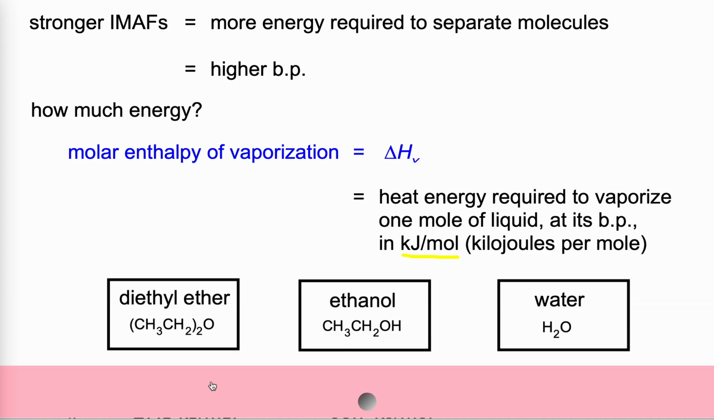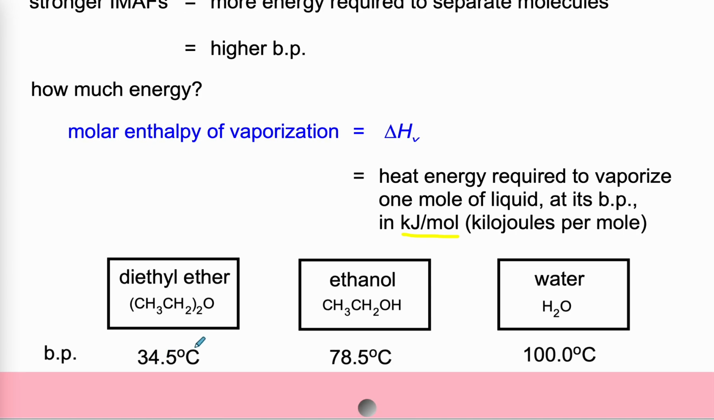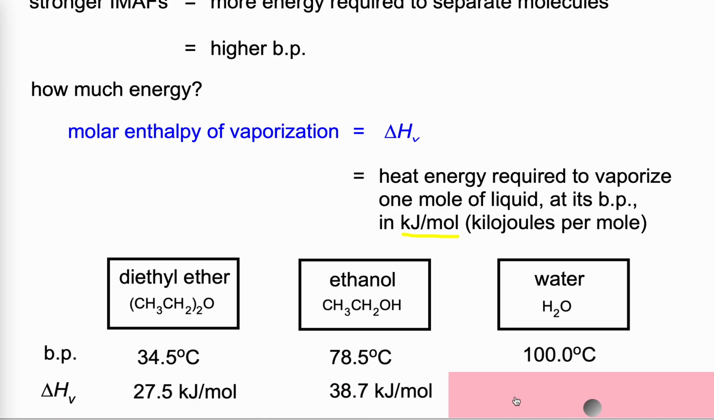Now, how do we suppose the molar enthalpies of vaporization of these three liquids will vary? Here are the names and the formulas. Here are the boiling points. Well, as you might expect, as the strength of intermolecular attractive forces increases, and therefore the boiling point increases, you would predict that the molar enthalpy of vaporization would increase as well. For diethyl ether, that's 27.5 kilojoules per mole. For ethanol, 38.7 kilojoules per mole. And for water, 40.7 kilojoules per mole.